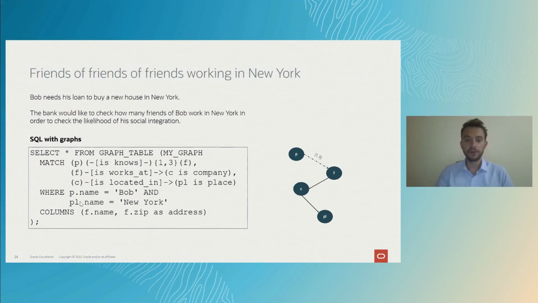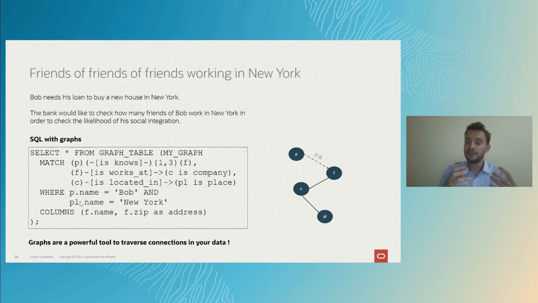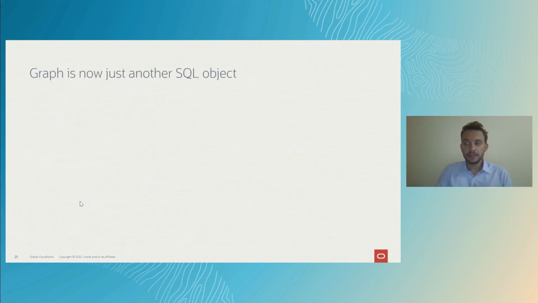Right? So now I hope that I convinced you that graphs are a powerful tool to traverse the connections in your data. Again, this is mainly because with a very concise and intuitive syntax, you can define pretty complex traversals. And this is not all, right? Graphs are now another SQL object. So what does it mean?